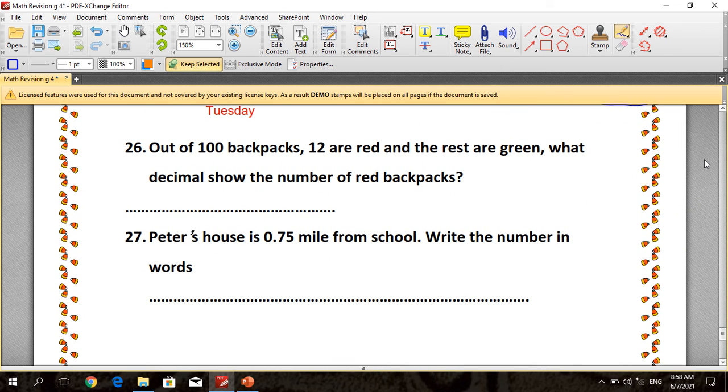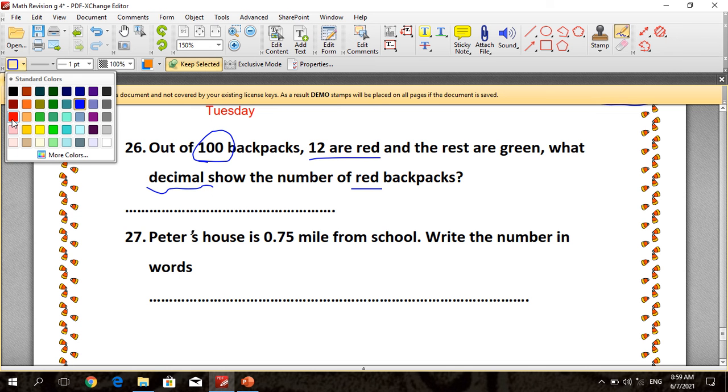He tells you that out of 100 backpacks, 12 are red. So we have 12 red. Okay, and the total is 100. Don't forget. And the rest are green. So we have only 12 red, the rest are green. What is the decimal that shows the number of red? So he wants you to represent the number of red as a decimal. Okay.